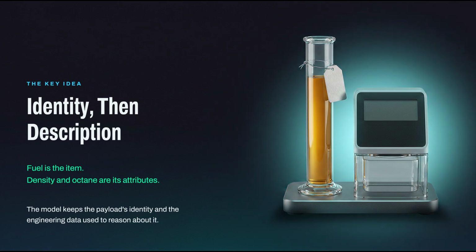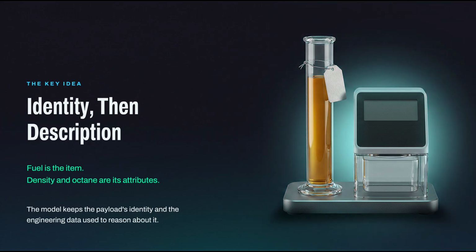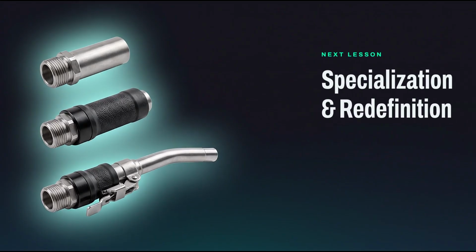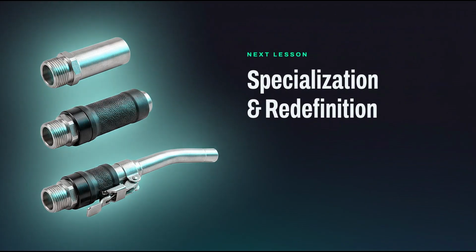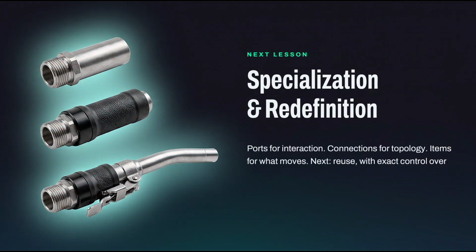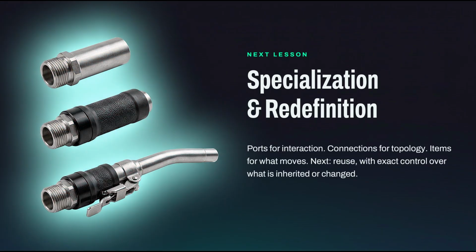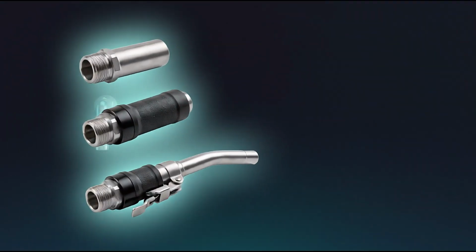We now have ports for interaction, explicit connections for topology, and item definitions for the physical and digital things that move through the system. In the next lesson, we will look at specialization and redefinition, two related mechanisms for building reusable model structures while controlling exactly what a more specific model inherits or changes.